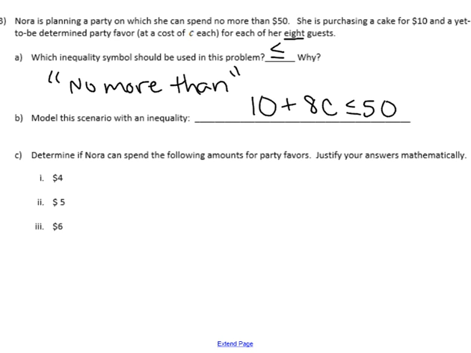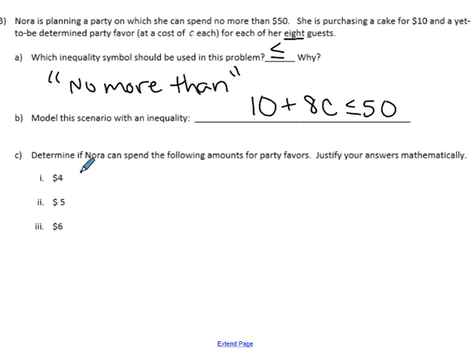Now for our lesson today, we're not actually going to solve these. Some of you might be thinking, oh, I can solve for C, and that's great if you can. But for part C, we're not actually going to solve for C. We're going to determine if Nora can spend the following amounts, and we're going to do that by plugging them in for C. So this is a different way to do it. So let's start with 4. Can she spend $4 on party favors?